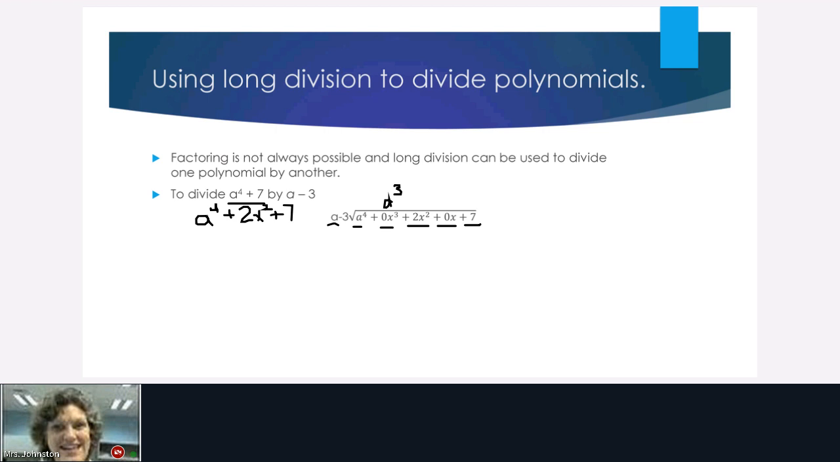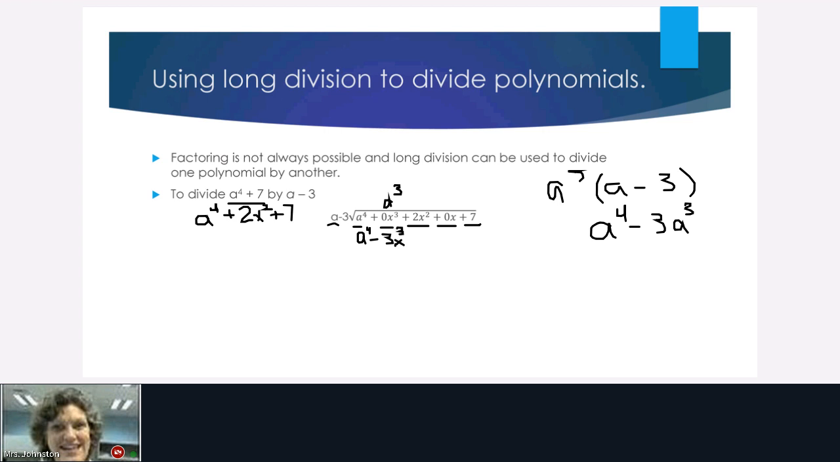Multiplying a cubed by a minus 3: a cubed times a is a to the fourth. A cubed times minus 3 is minus 3a cubed. So I'm going to write this into my problem so that I can subtract. a to the fourth, and remember, that's always going to match because that's why I chose that number. Minus 3a cubed.